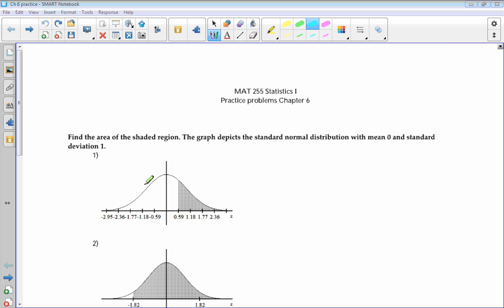So finding the area of the shaded region. Here's my shaded region. We'll go ahead and put that in blue. This is what we're trying to answer. What is the area there? Now if I use my table, remember that my table only gives me the area under the curve from the end to the z-score. That's what my table is going to give me.